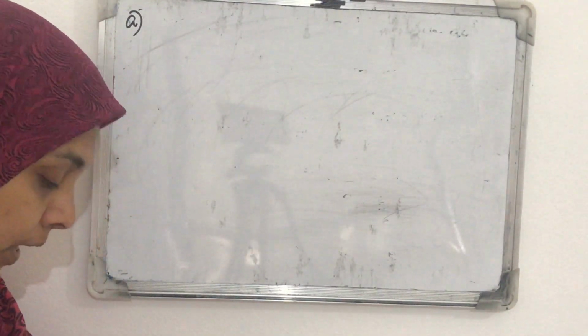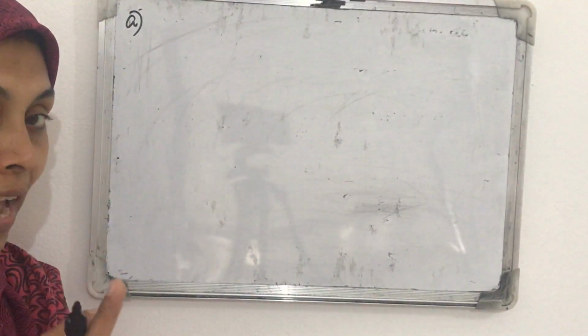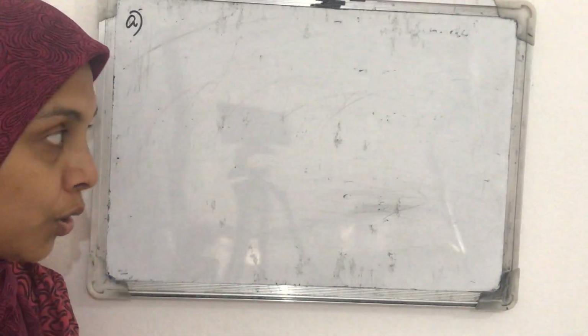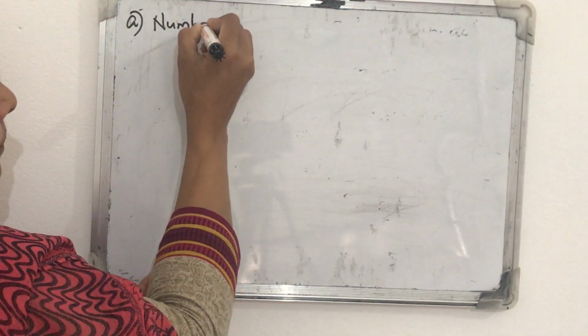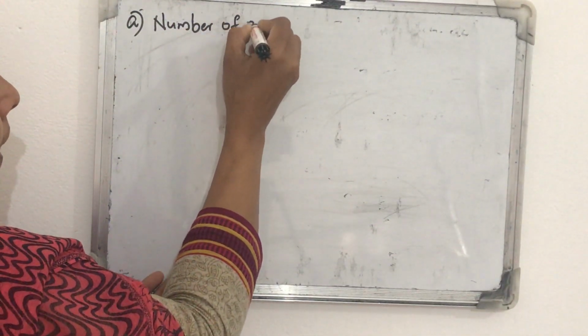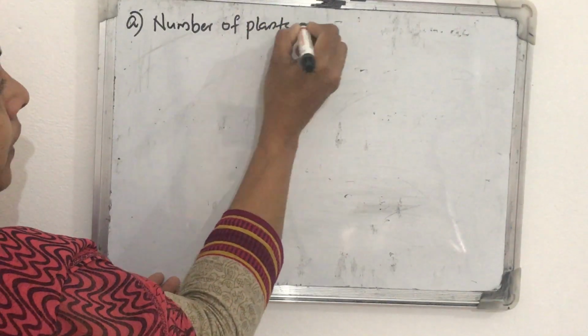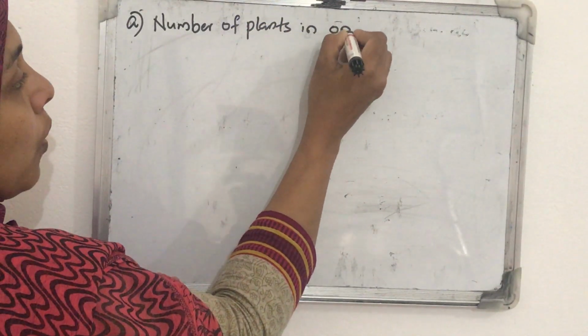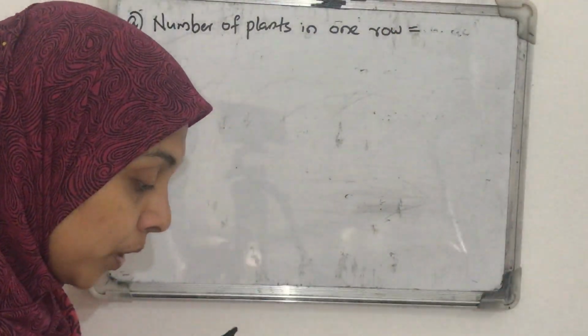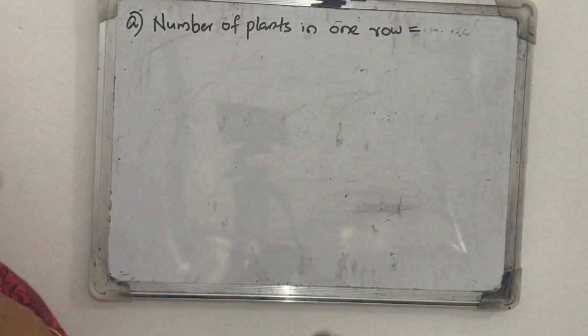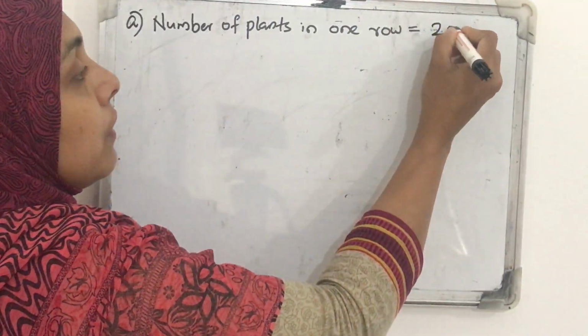What is the solution? We can write number of plants in one row. How many plants are there in one row? There are 25 plants in a row. So we can write this is 25.